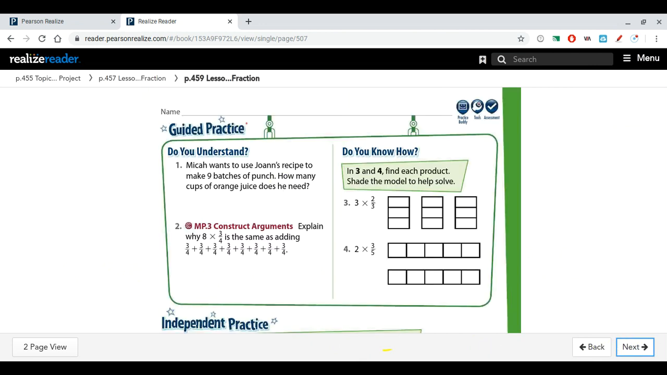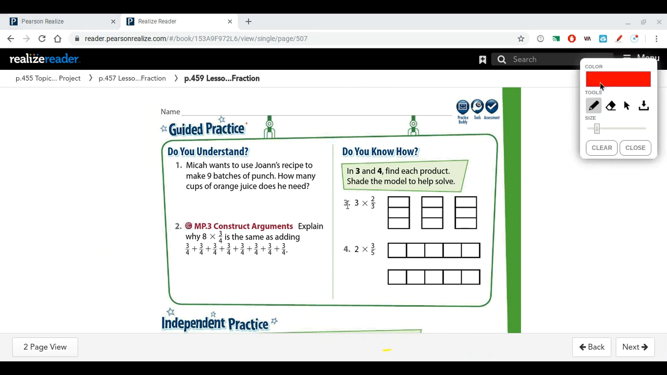Okay. So, number 1, Micah wants to use Joanne's recipe to make 9 batches of punch. How much orange juice does he need? So, if we go back and we look at Joanne's problem, she needs 2/3 of cup for each batch. So, he wants 9 times 2/3. What is that going to equal?